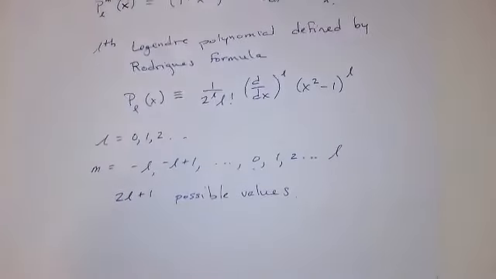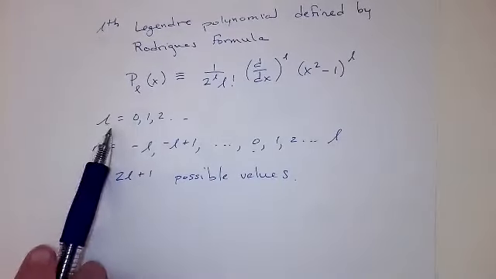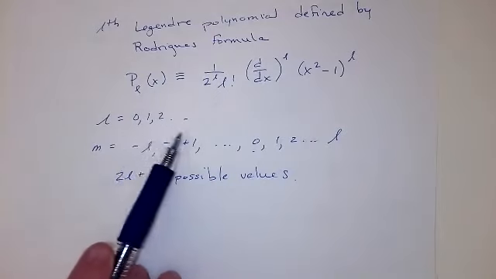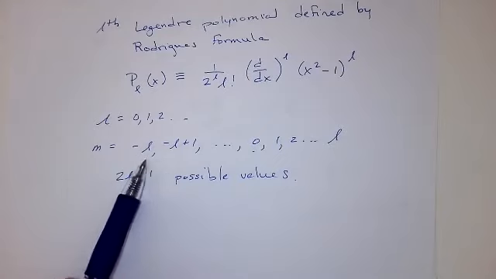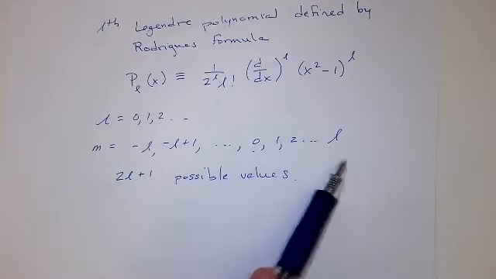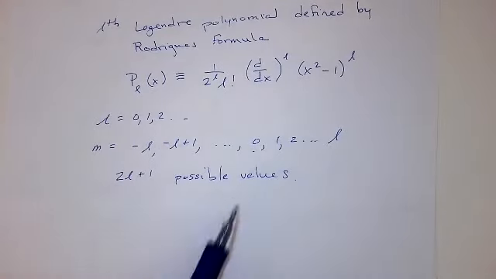So when we use that formula, L is limited to 0 or a positive integer, whereas M is going to be anything from negative L up to positive L. So there are 2L plus 1 possible values of M. There are other solutions to the Schrodinger equation, but they're unacceptable with the boundary conditions that we need to set.